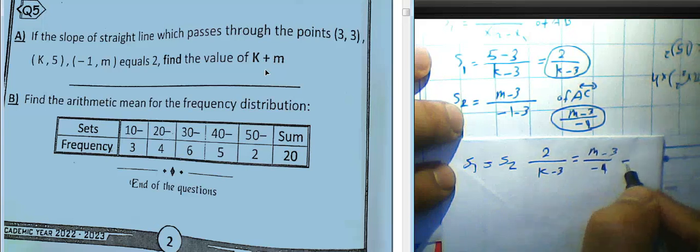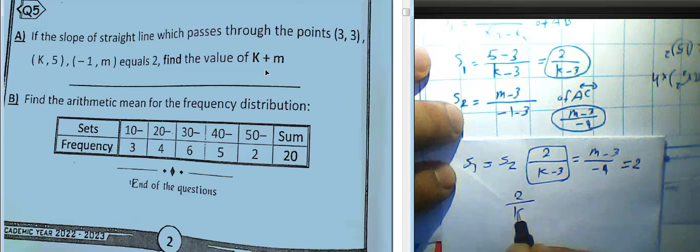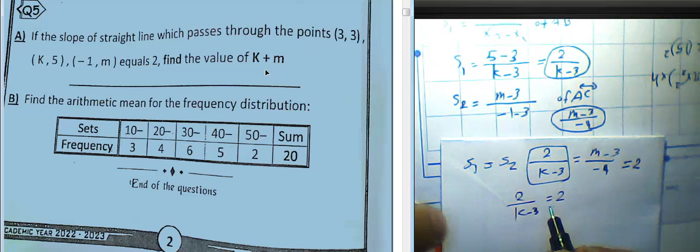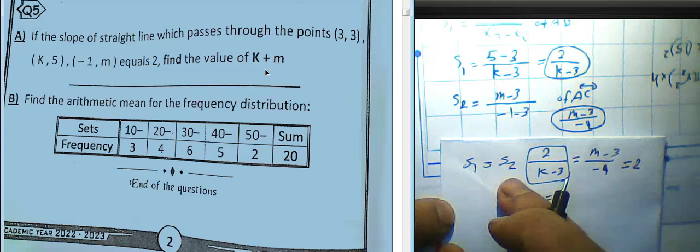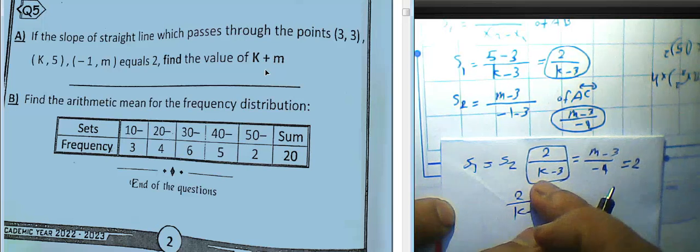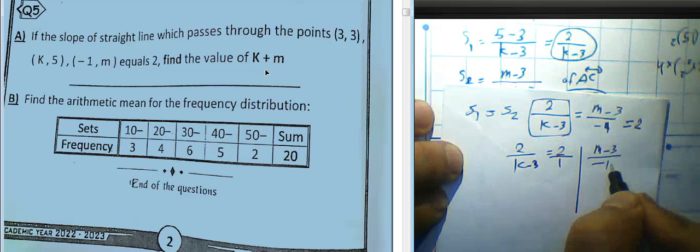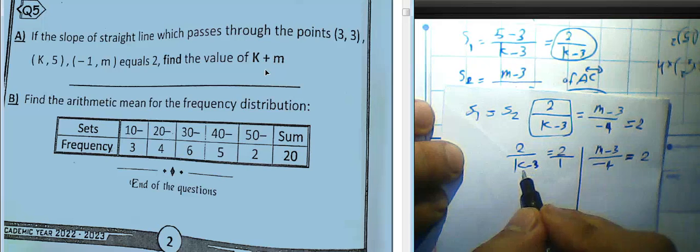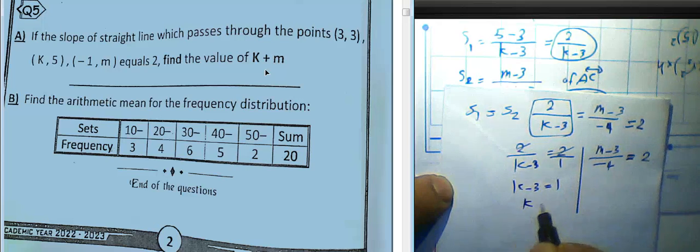He gave us that the slope was 2. So the first slope, 2 over k minus 3, equals 2, and the second slope, m minus 3 over -4, equals 2. You get k plus m once you find the unknowns k and m. For the first, 2 over k minus 3 equals 2 over 1. We can cancel 2 with 2, then k minus 3 equals 1, so k will be 4.